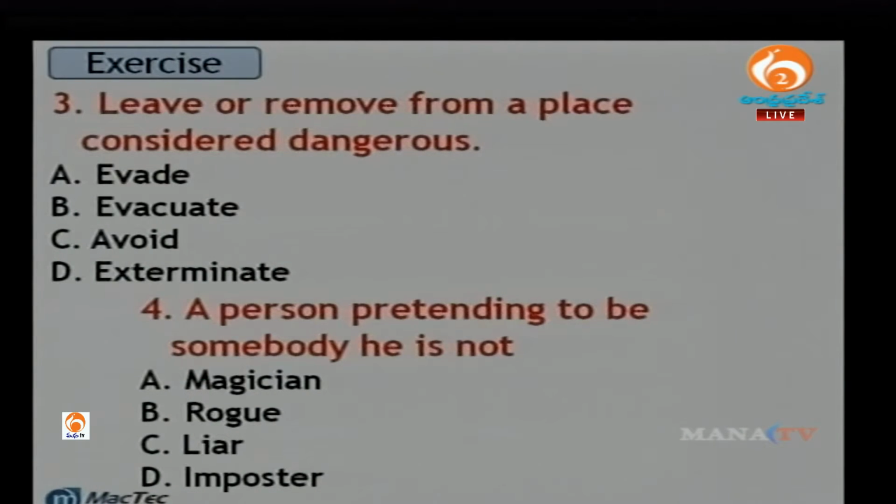A person pretending to be somebody he is not, that person is called an imposter. For example, the businessman was cheated by an imposter who claimed to be an IAS officer. A businessman was cheated by an imposter who claimed to be from the excise department. So basically, I say that I'm somebody else, wherein the fact is I'm not that person. So that's called an imposter.